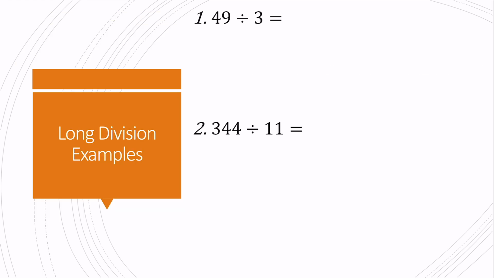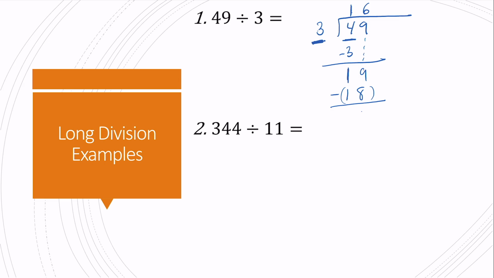So if I have 49 divided by 3, I'm going to rewrite it like this. And our first step is, okay, how many times does 3 fit into 4? Well, 3 fits into 4 once. 1 times 3 is 3. 4 minus 3 is a 1. And we pull down the next term. Well, now how many times does 3 fit into 19? 3 fits into 19 6 times. 6 times 3 is 18. We subtract this in order to get a remainder of 1. So our quotient is 16 and our remainder is 1.